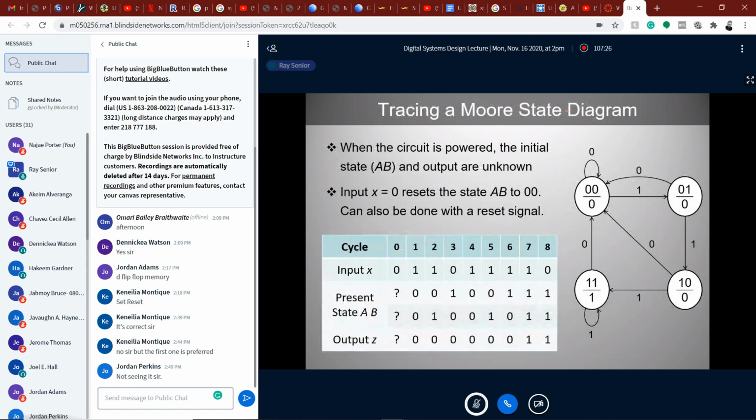Finally, if you look at the trace diagram for your Moore, and the state diagram for your Moore, you would notice now that this is the one where you actually include the output as a part of the state bubble. Why? Again, because the output is dependent only upon the state itself. It doesn't have anything to do with the input. Okay?